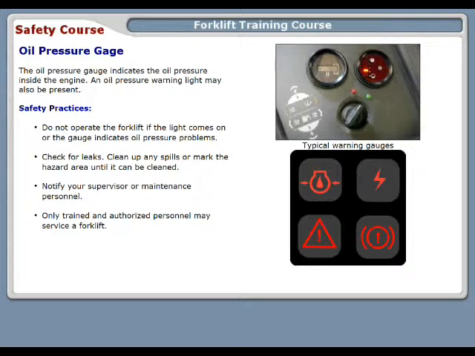Check for leaks. Clean up any spills or mark the hazard area until it can be cleaned. Notify your supervisor or maintenance personnel of any oil leaks or oil spills. Only trained and authorized personnel may service a forklift.